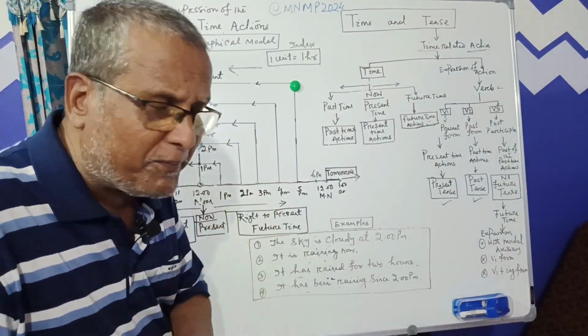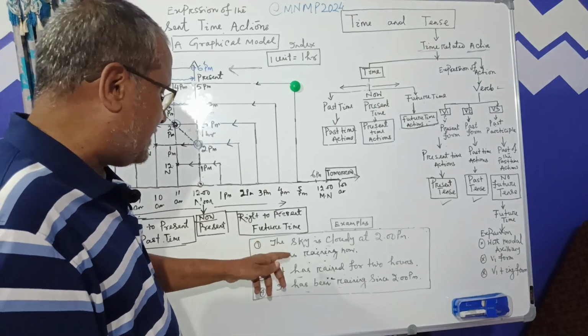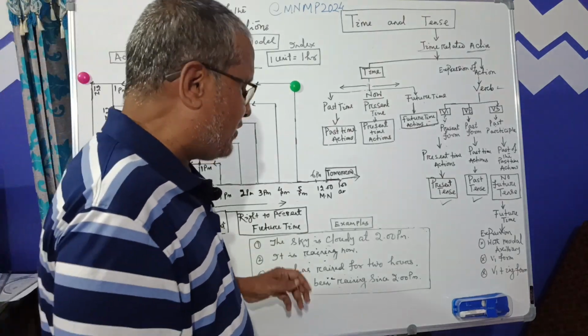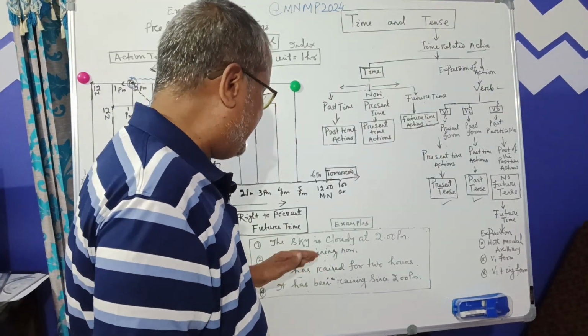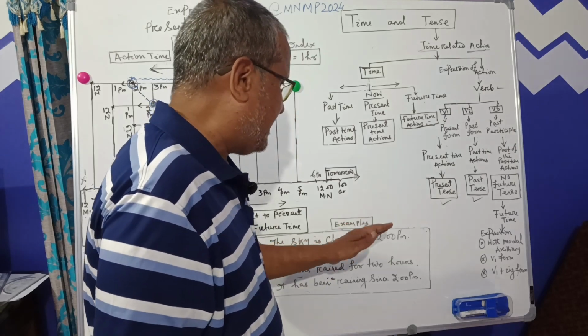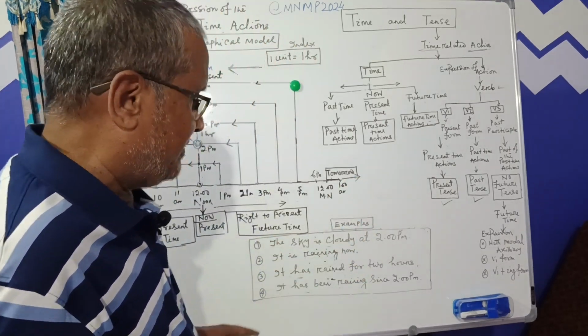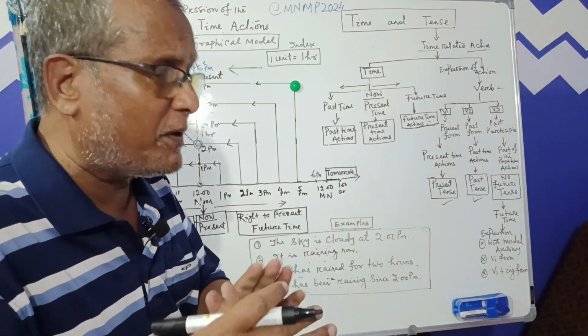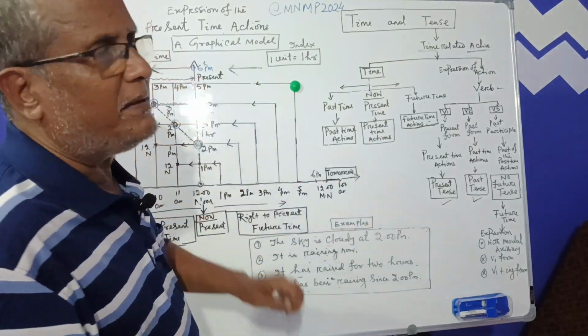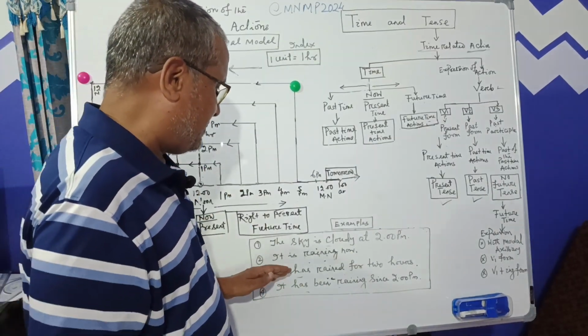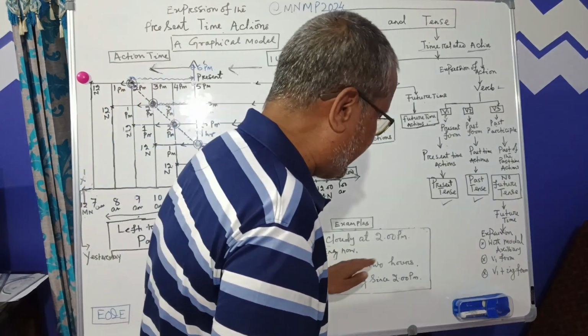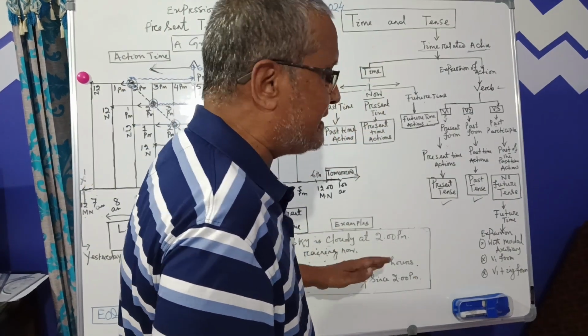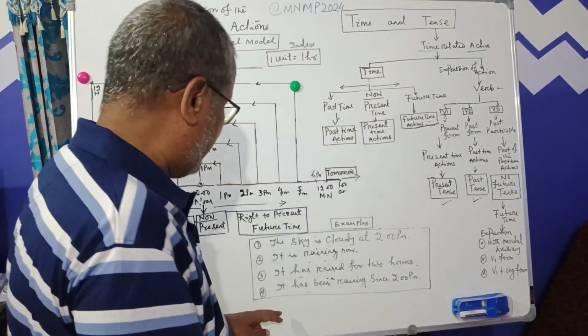The action is perfect at that point. So that's why it is called present perfect action, because the action becomes perfect. The action is perfect at the present point of time. So this is called present perfect action or present perfect tense.